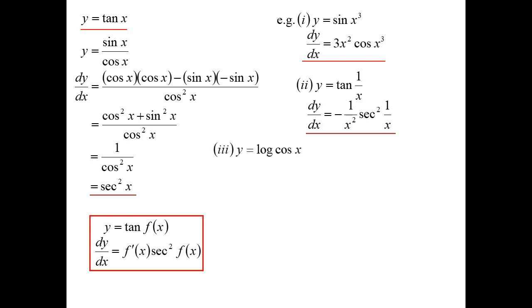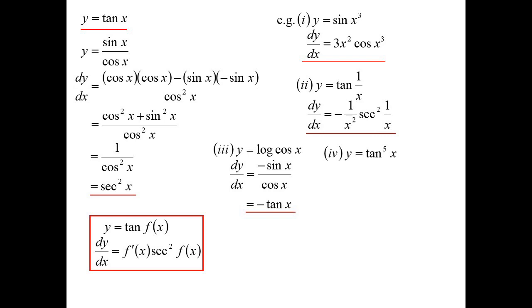The log of the cosine of x. So it's a log function that I'm differentiating. Differentiate log. Derivative over the function itself. Well, the function is cosine, goes on the bottom. The derivative of cosine is negative sine. So I have negative sine on cos. We can do better than that because sine on cos is tan. So we get negative tan x.